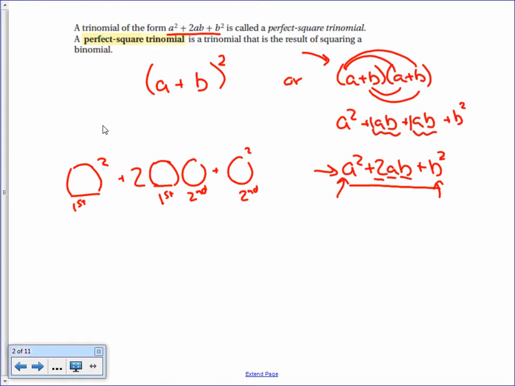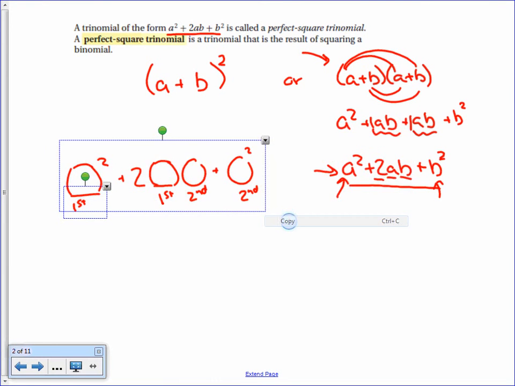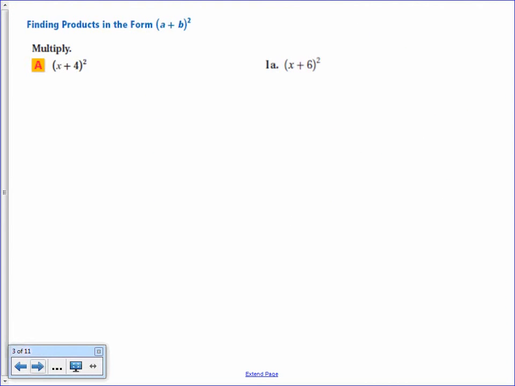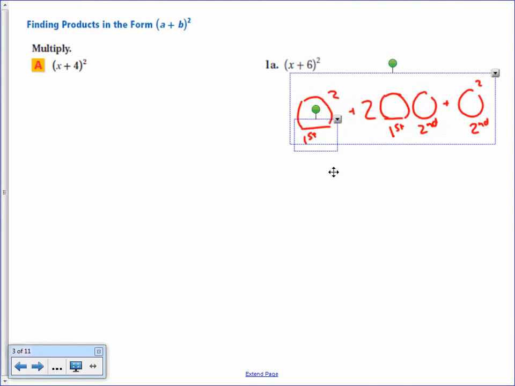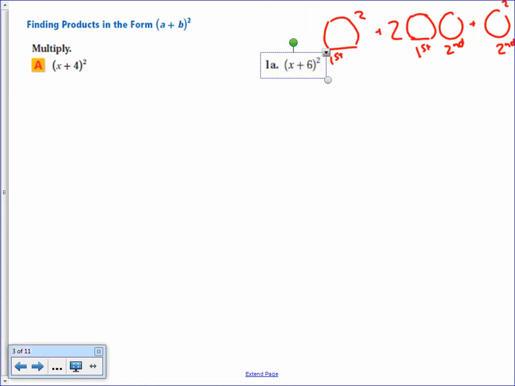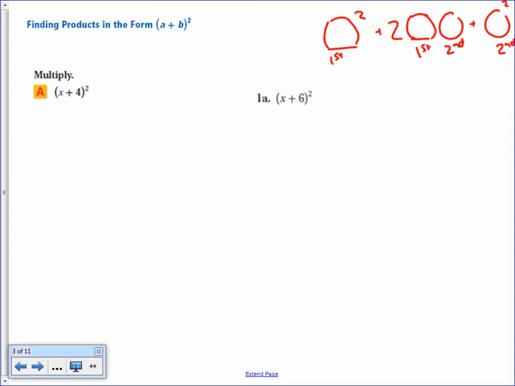This might seem a little weird at first, but once you get the hang of it, it actually is quite a nice shortcut. So I'm going to copy this, and we are going to go look at some problems. Put that up in the corner there. Move this guy down a little bit. Okay, so finding products in the form a plus b squared, or just a plus b times a plus b. They mean the same thing.